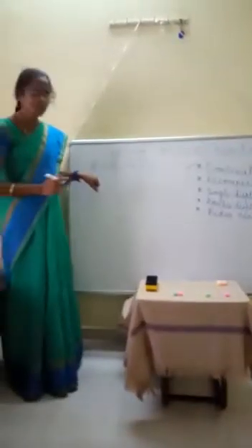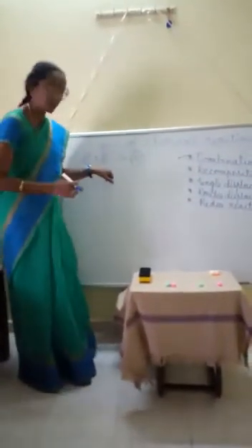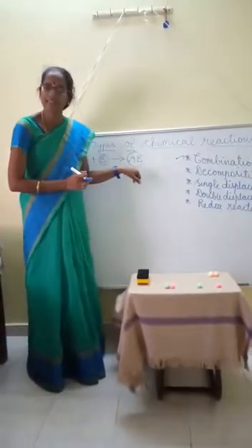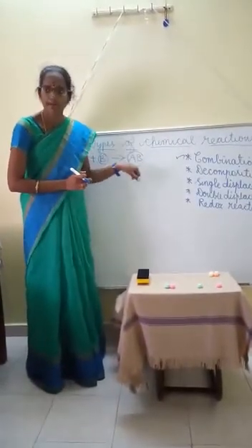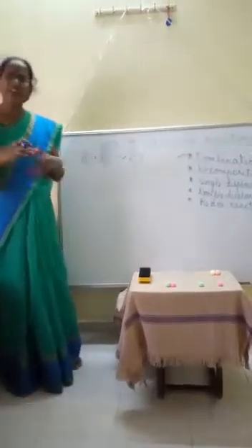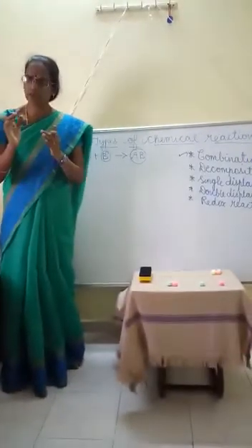So, this is the reactant A. When it combines with the reactant B, the product that we are getting is AB, a new product. And also one more example we can see now. Hydrogen, when it combines with oxygen, we get water.